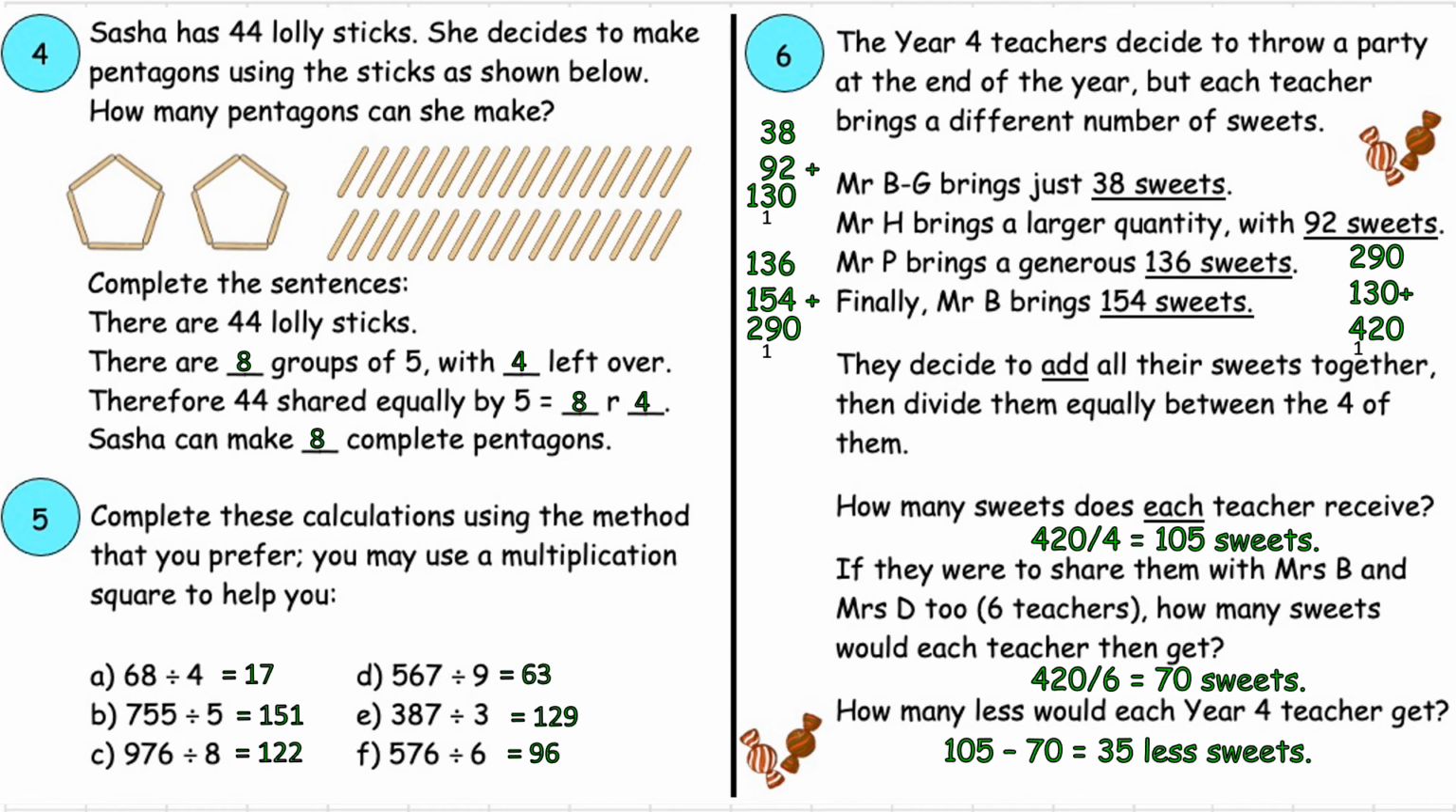Number 5 was simply division calculations. You could use the bus stop method and then just write the answers onto a sheet. I would like to see the working out for this question, because it would be lovely to see how you've done it and what method you've used.